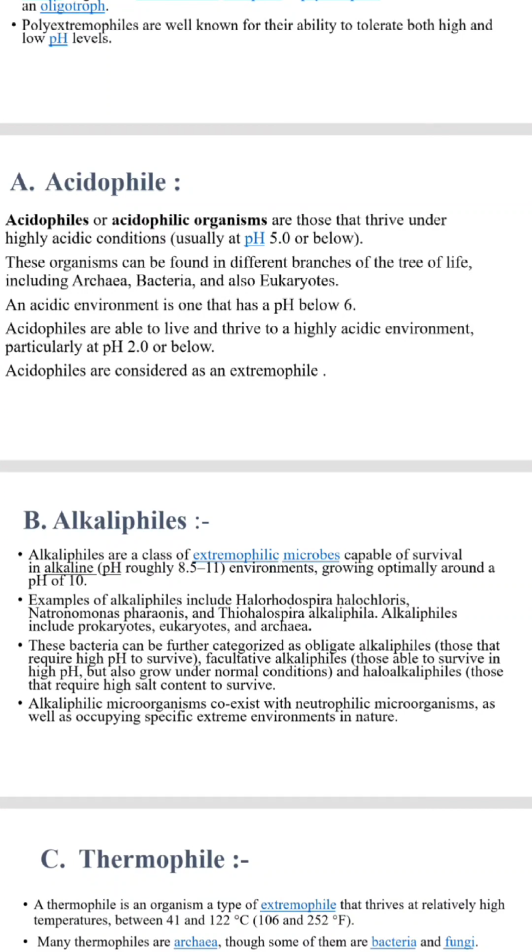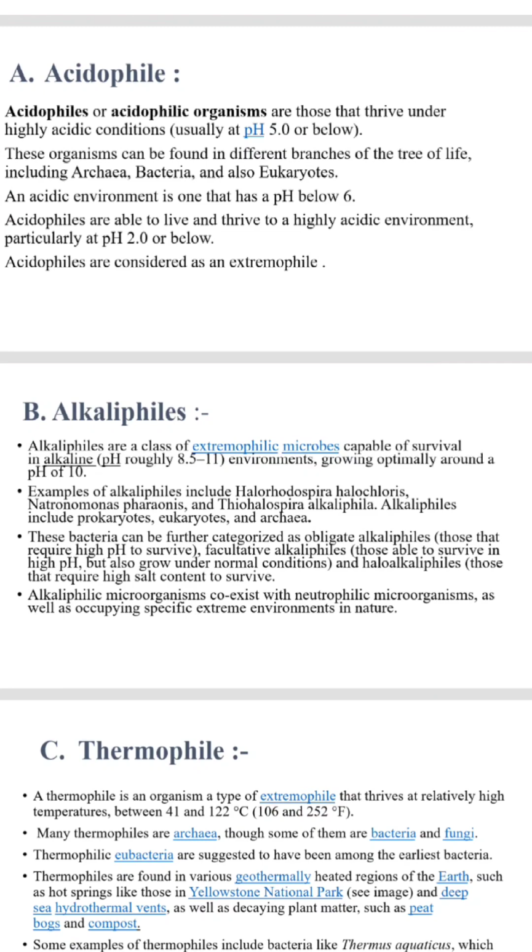Then the second one is alkaliphiles. Alkaliphiles are a class of extremophilic microorganisms capable of survival in alkaline pH, roughly 8.5 to 11, growing optimally around a pH of 10. Examples of alkaliphiles include Halorhodospira and Halochloris. These bacteria can be further categorized as obligate alkaliphiles, those that require high pH to survive; facultative alkaliphiles, those able to survive in high pH but also grow under normal conditions; and haloalkaliphiles, those that require high salt content to survive.